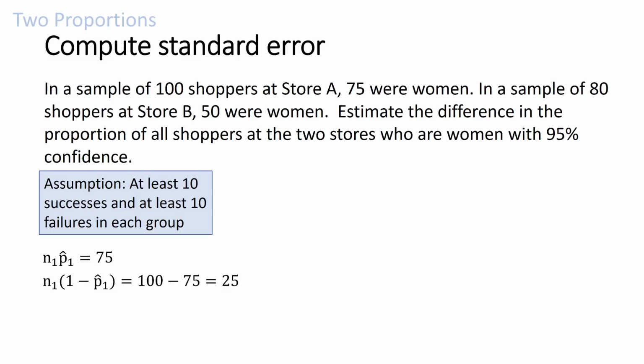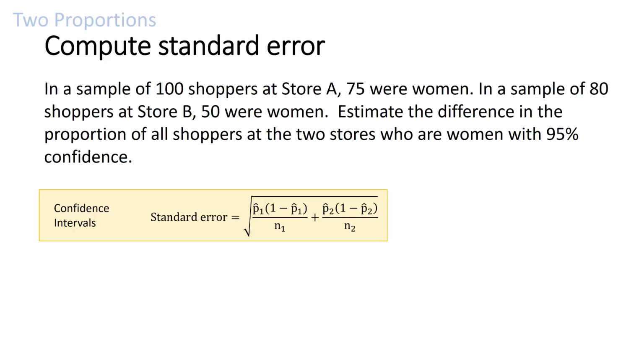We'll call store B group 2. At store B, there were 50 women in the sample. The sample size at store B was 80, which means that there were 30 people at store B who were not women. These values are all at least 10, so this assumption is met. We can use the normal approximation method here. Let's move on to compute the standard error.